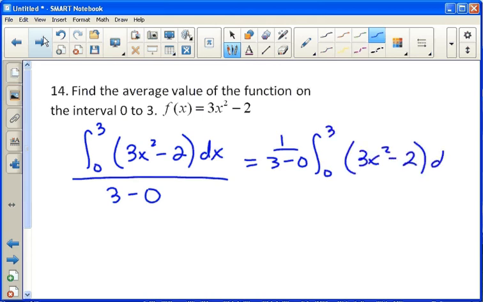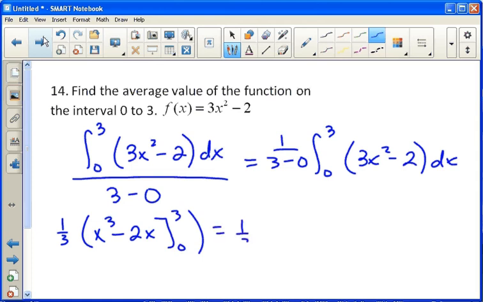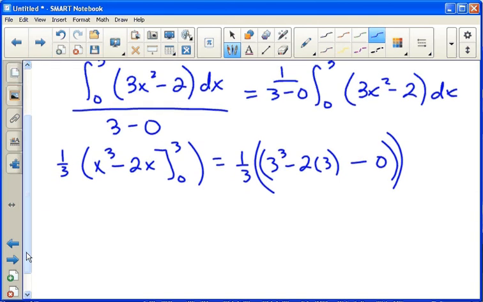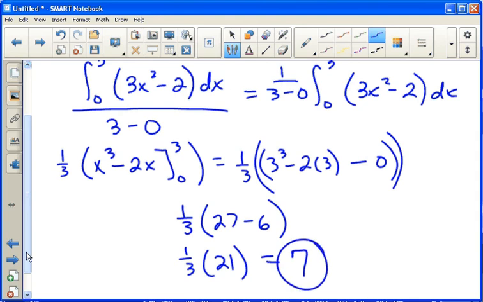So we'll be doing 1/3 times, the antiderivative would be x cubed minus 2x. Then we plug in the top number minus plug in the bottom number. Well, if we do that, we're just going to get 0. So I guess I had a little too many parentheses. Anyway, didn't need all those. I get 1/3 times 3 cubed is 27 minus 2 times 3 is 6. So we get 1/3 of 21, which is 7. So the average value is 7.